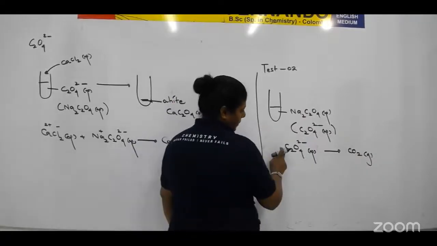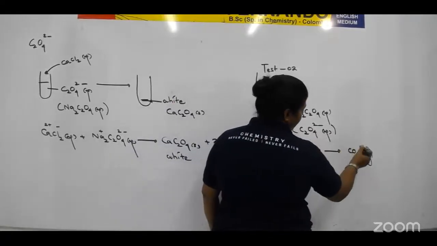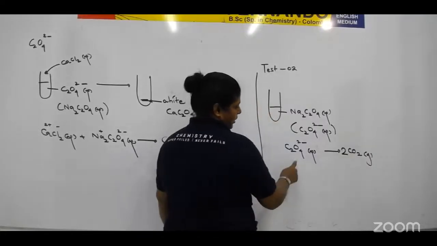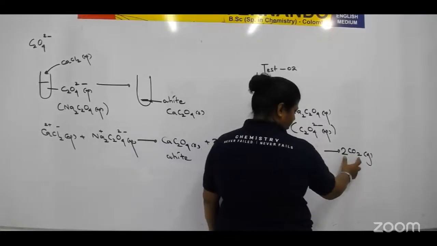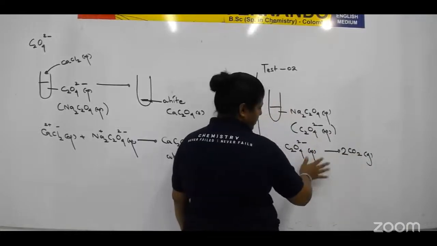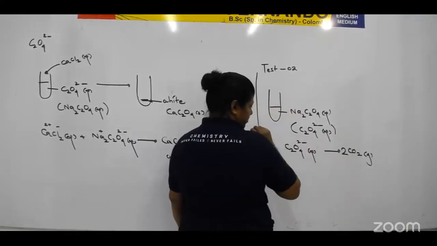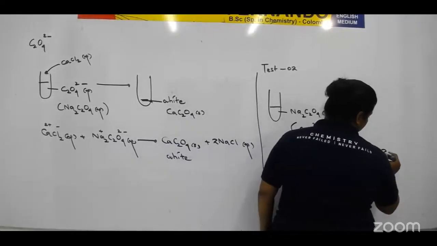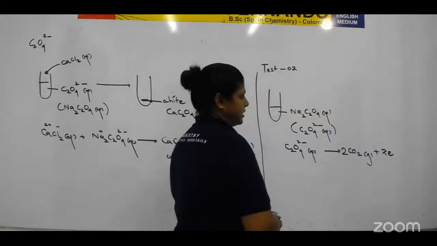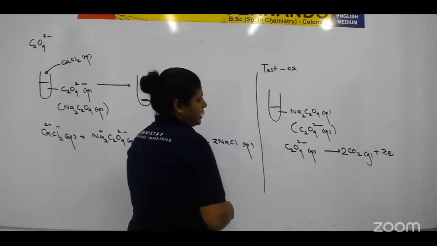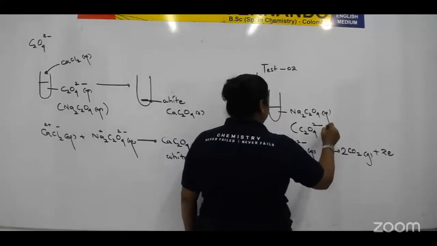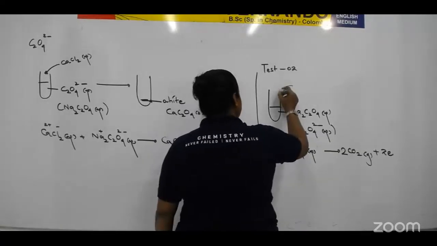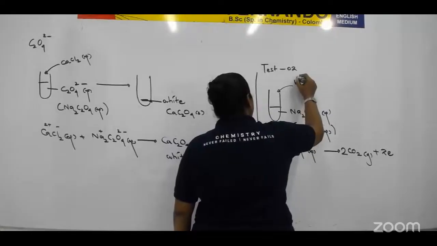There are 2 carbons. To get the same carbon on the product side, we need to multiply by 2. Then 4 oxygens, 2 into 2, 4 oxygens. Both sides have the same number of oxygens. Sorry, to get the same charges, add 2 electrons to the product side. This can happen when there is an oxidizing agent. As the oxidizing agent, we use acidified KMnO4.